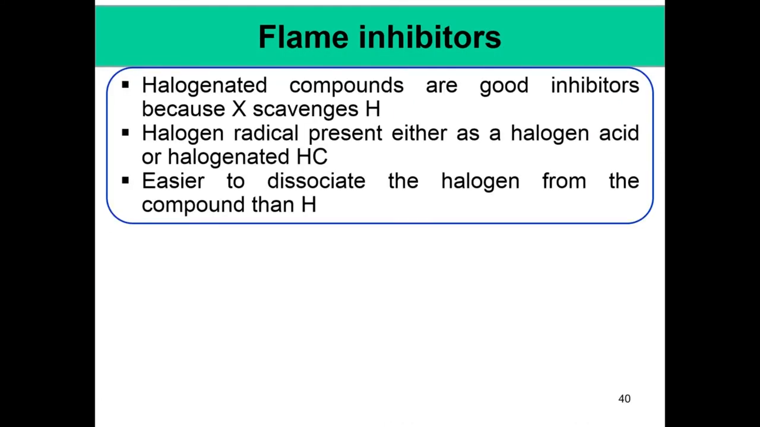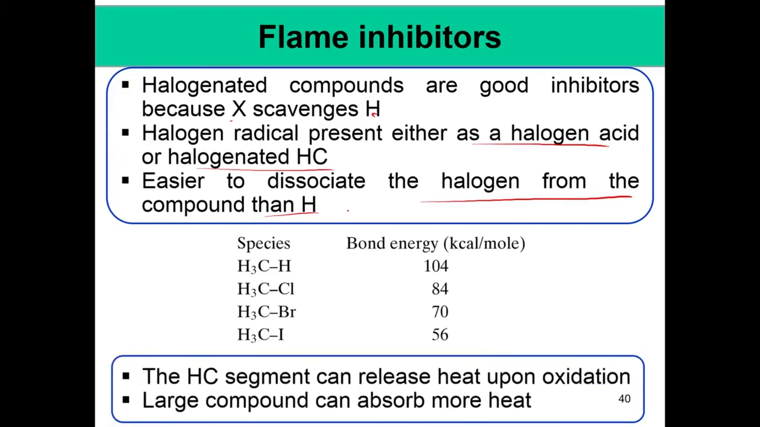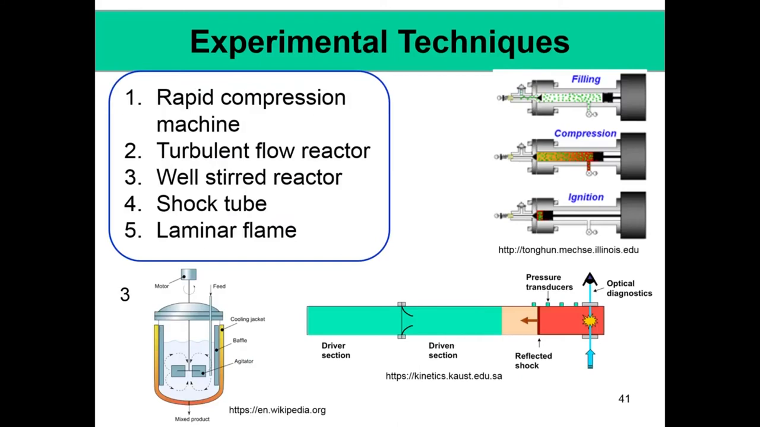We will just briefly describe the flame inhibitors. These halogenated compounds are good inhibitors because this halogen X scavenges hydrogen atom, which is a very highly energetic chain carrier, and the halogen radical is present either as halogen acid or halogenated hydrocarbon, and it is easier to dissociate the halogen from the compound than hydrogen. These are the different bond energies, but you must also remember that there is a hydrocarbon segment which can release heat upon oxidation, and large compounds can also absorb more heat.